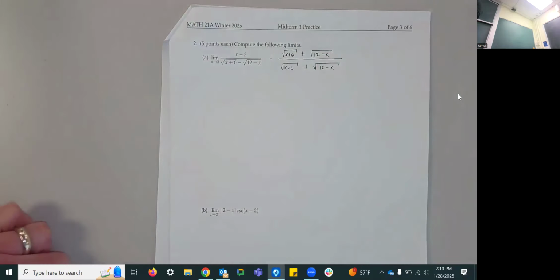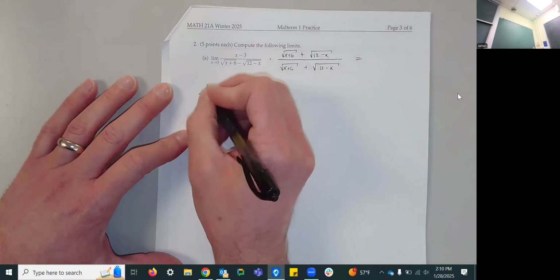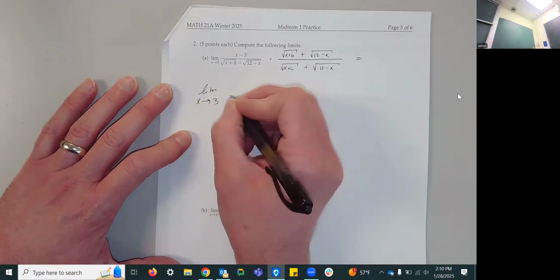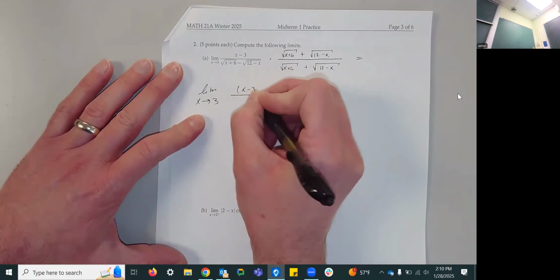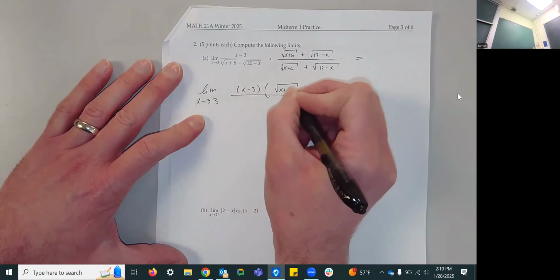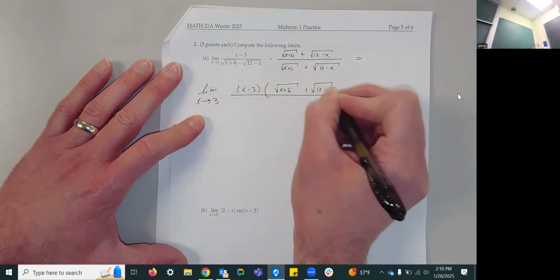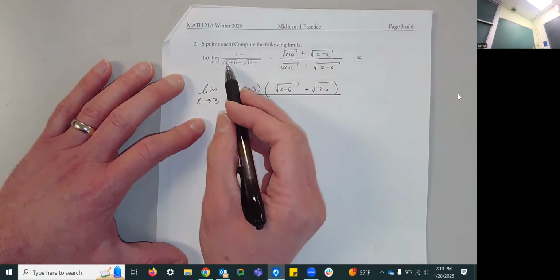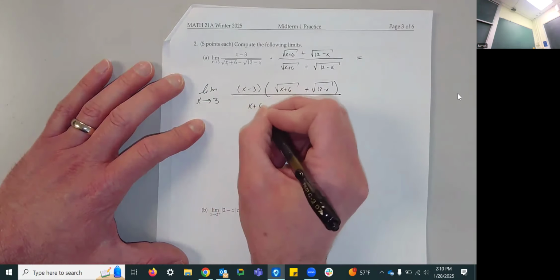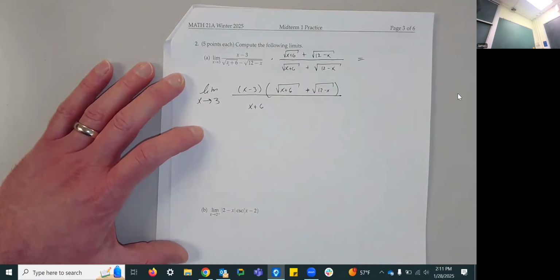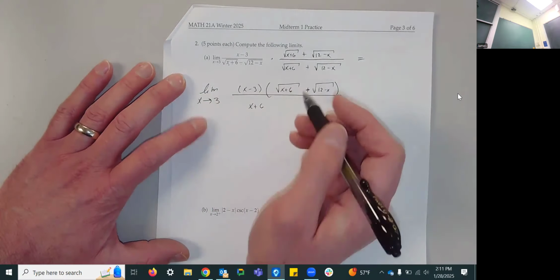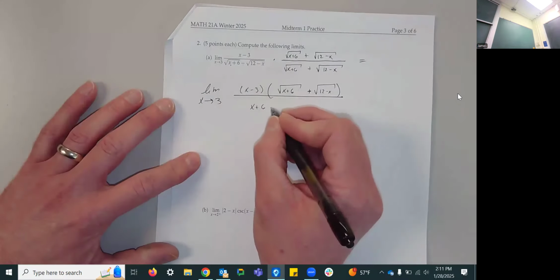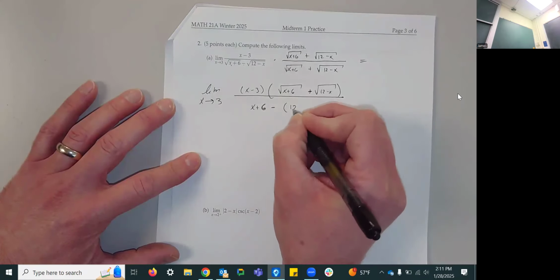I'll point out, as I did last time, that the things you multiply out are the actual conjugates. So we're going to multiply out the denominator and leave the numerator as just x minus 3 times the radicals. So we have the limit as x approaches 3 of (x minus 3) times (the square root of x plus 6 plus the square root of 12 minus x). On the bottom, we have root x plus 6 times root x plus 6, which is x plus 6. The middle terms cancel out, which is always what happens when you multiply by the conjugate. And then we have minus, and this is extremely important here, minus the entire quantity 12 minus x.